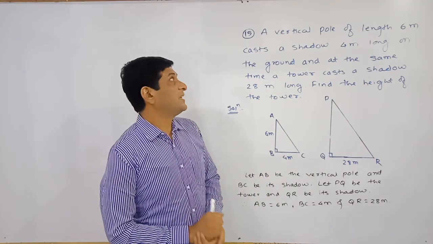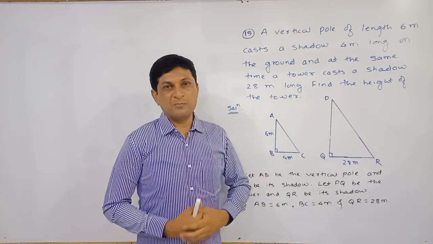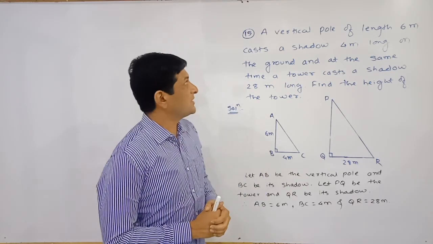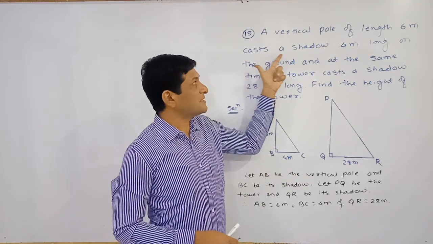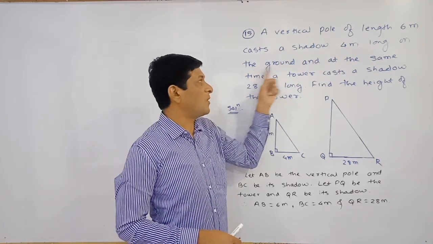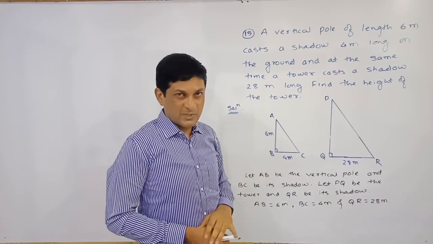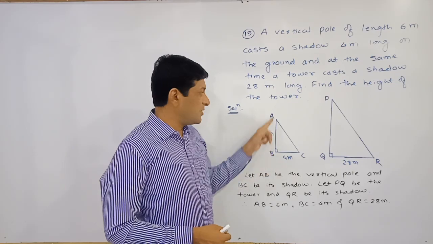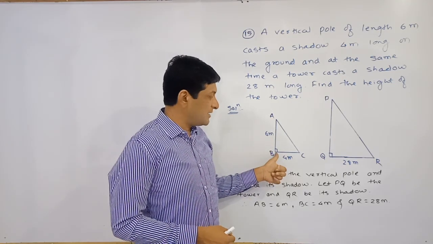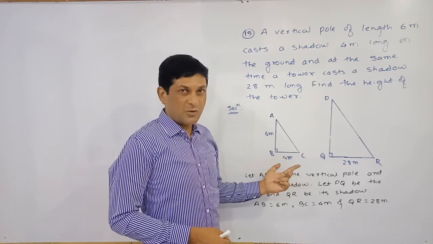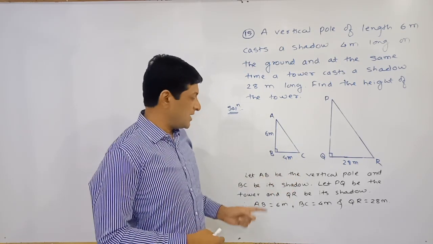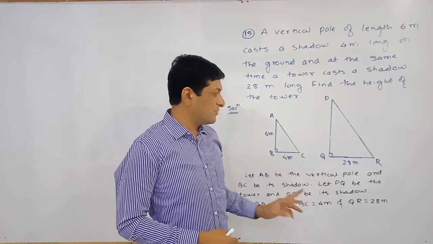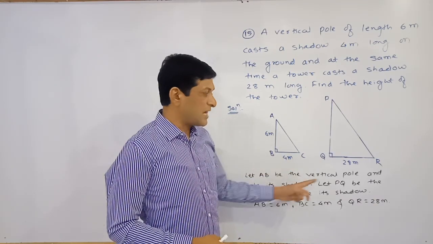Now we are solving the next example, example number 15. In this 15th example, a vertical pole of length 6 meter casts a shadow of 4 meter long on the ground. It is given to us. So here the vertical pole we have denoted by AB, and it casts a shadow on the ground which is equal to 4 meter. We have denoted it by BC. So here we are supposing that AB is the vertical pole and BC is the shadow.